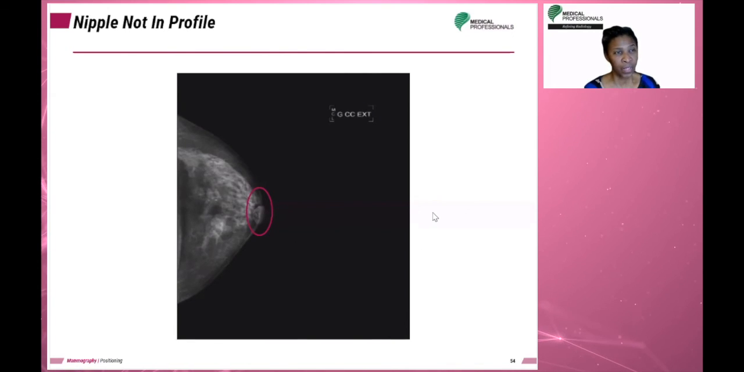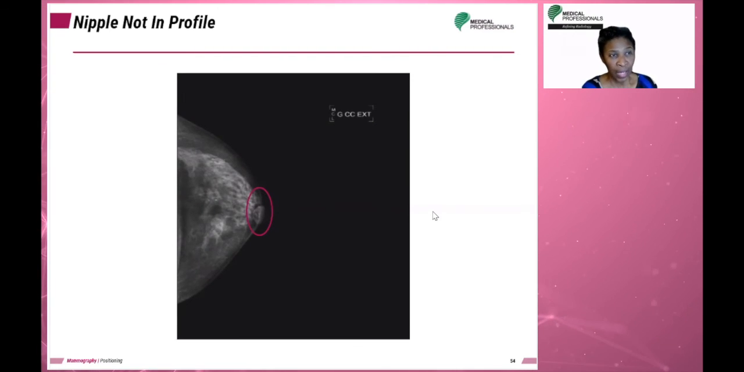So the nipple is not in profile. There are various solutions to this. Sometimes when you put the breast on the detector, you'll notice that the nipple tilts up, and sometimes it actually tips down. Once that happens, when you're imaging, you're not going to get that nipple in profile.